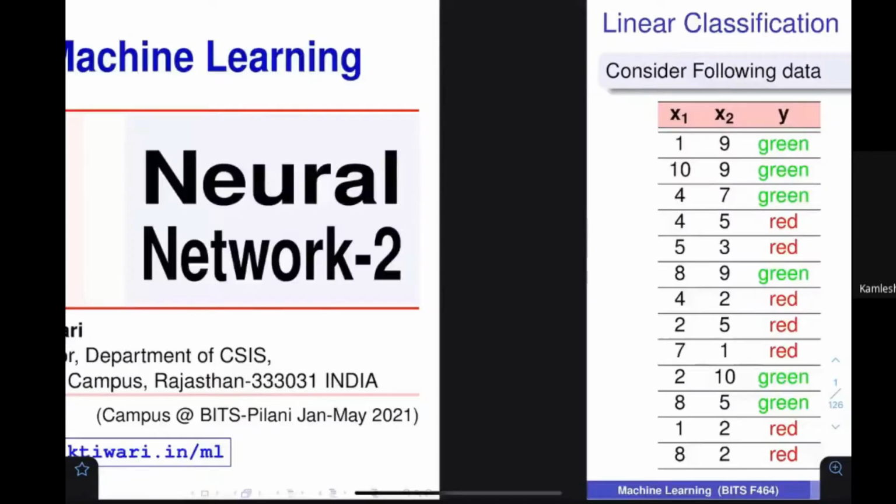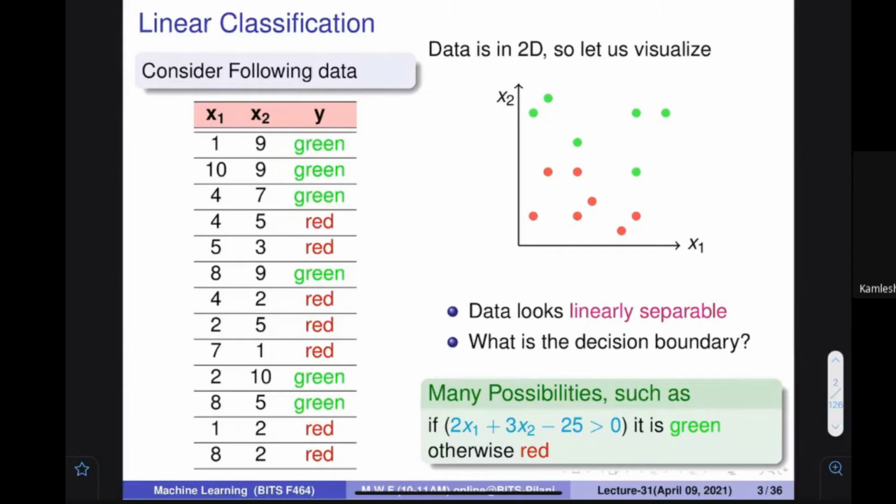So I would quickly start from what we have done in the last class, and we will build upon that to go to a few more important things that are there in the course. All right, so in the last class we saw that there was data and we wanted to find out the right classification for a new item.